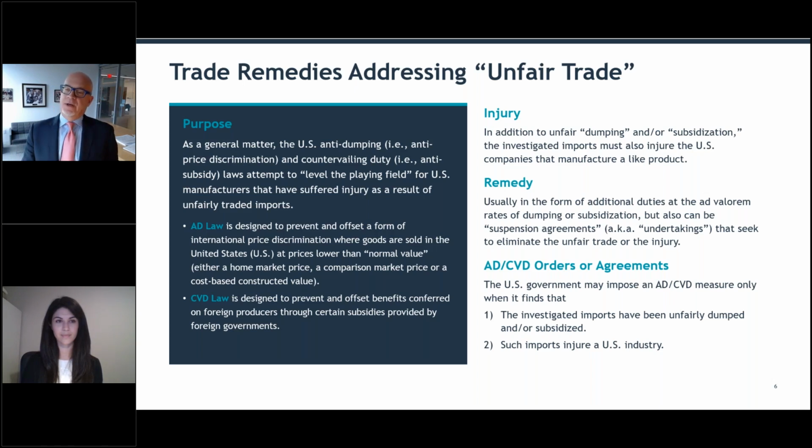So the petitioners who bring these cases don't have to only prove that dumping is happening or that subsidization is happening, but they have to prove that the imports from the targeted countries are actually causing injury as well. The remedy for these is usually duties, but there are also suspension agreements or undertakings that can be entered into. But those are, in the United States, less common than they might be in other countries. But there are several products that we have subjected to these suspension agreements here in the United States. Let's jump to the next slide.